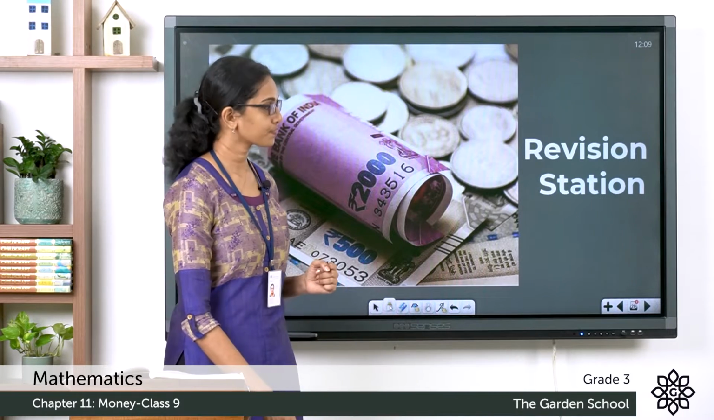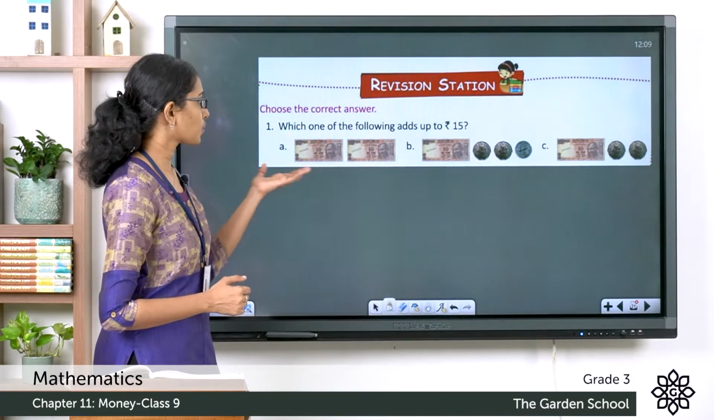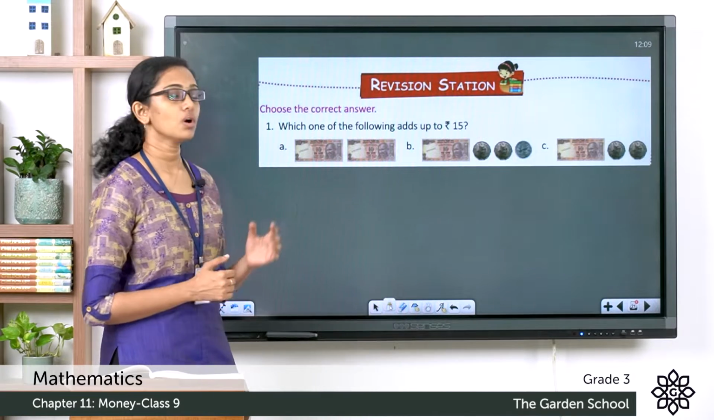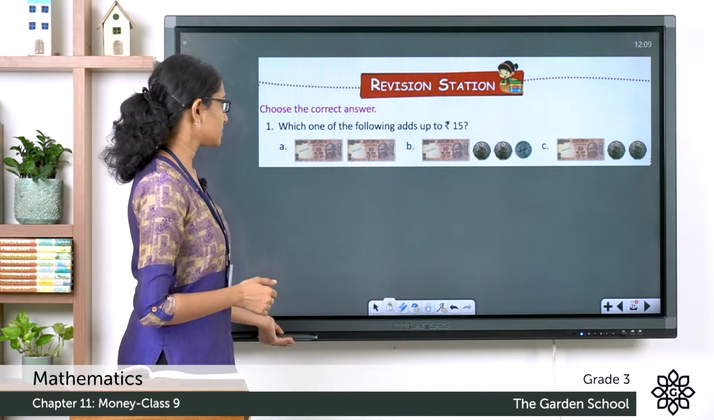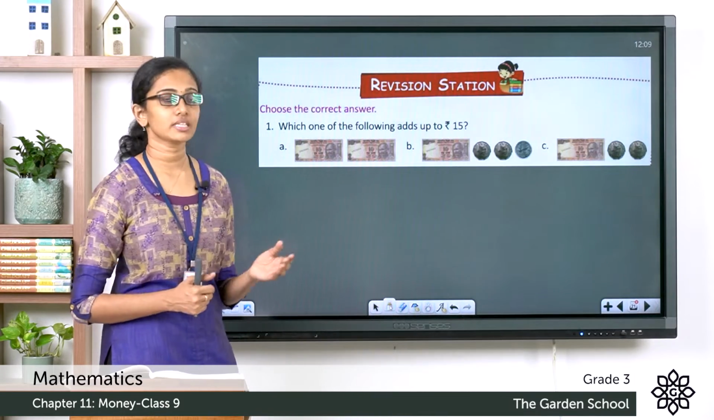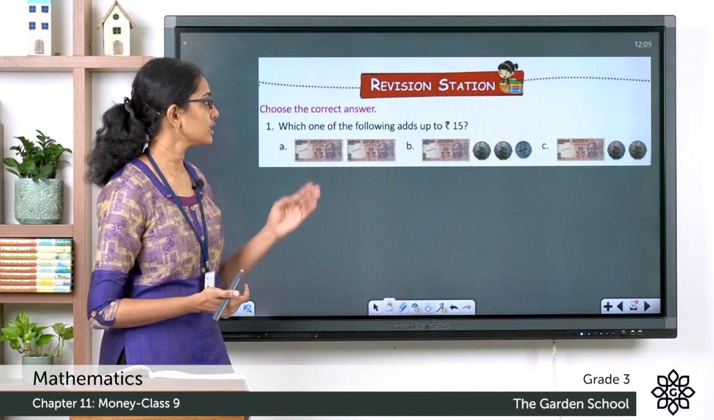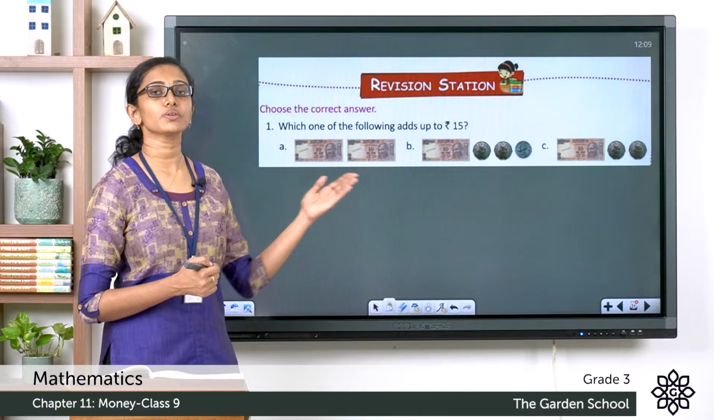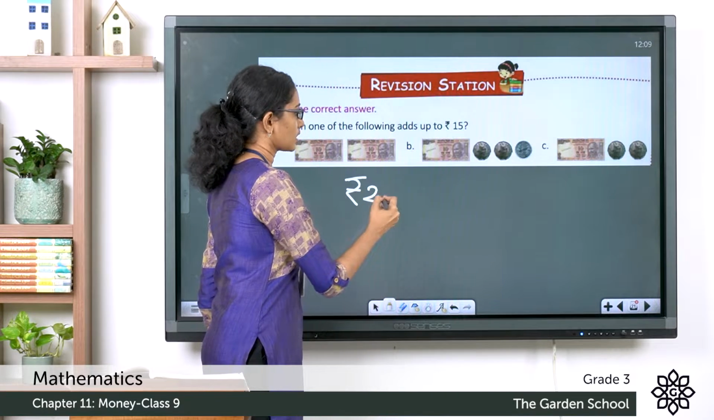The first one, choose the correct answer. Which one of the following adds up to 15 rupee? So you can see three choices here. The first one, in choice A, you can see 2 10 rupee notes. So what is the total amount here? 2 10 rupee, or 2 into 10, gives you a total amount of 20 rupee.